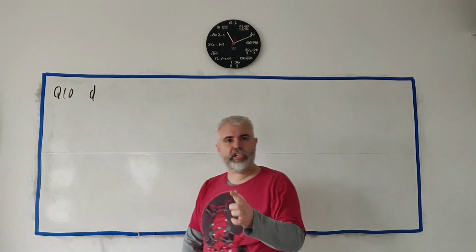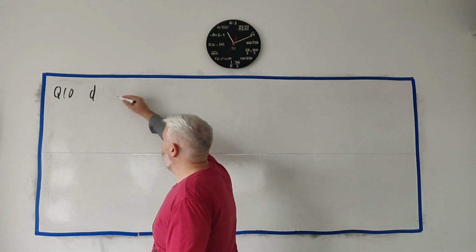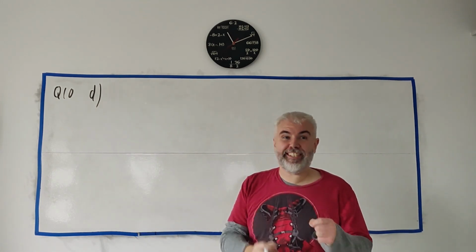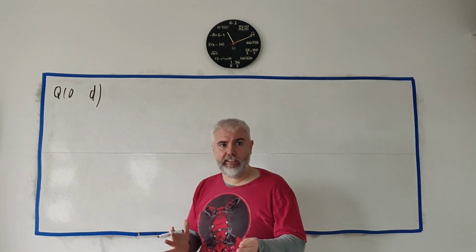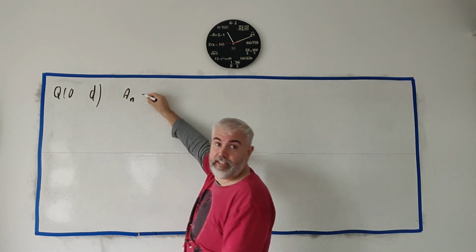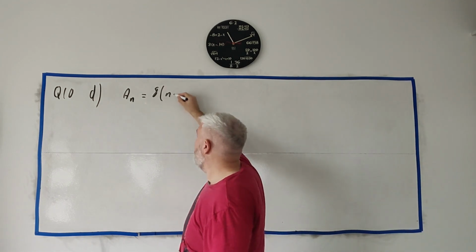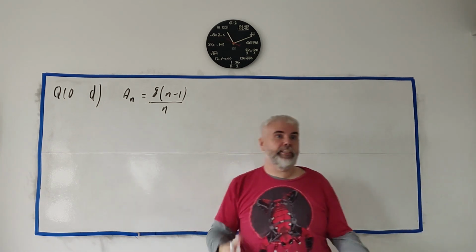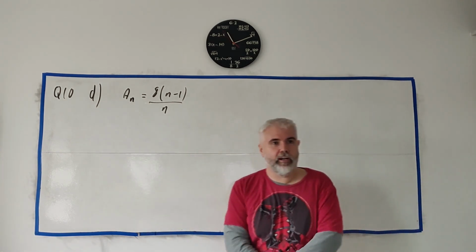Okay, in part D they change it up. We have the same triangle, but they say it's a different sequence of rectangles. They don't tell us what it looks like at all. They do tell us their area is equal to 8 times n minus 1 over n. So they tell us the answer really that we had to work out earlier.